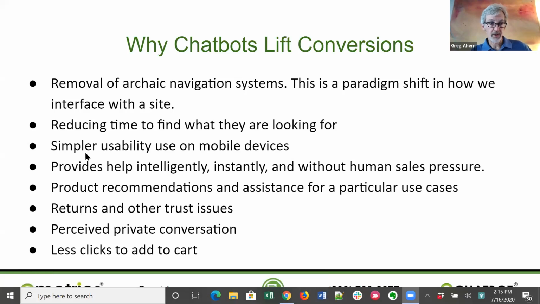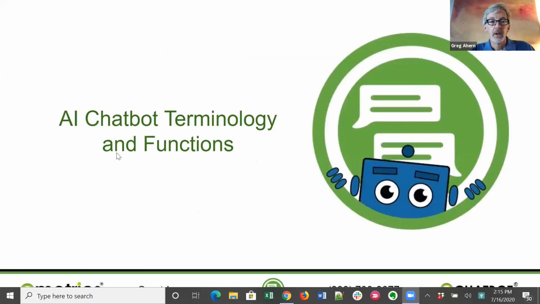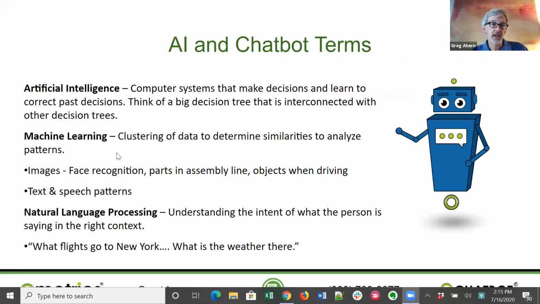We can go over later, but the usability on mobile is easier. It builds trust with returns and being able to help support quickly, things like that. So there's some terminology you have to understand as we're talking.